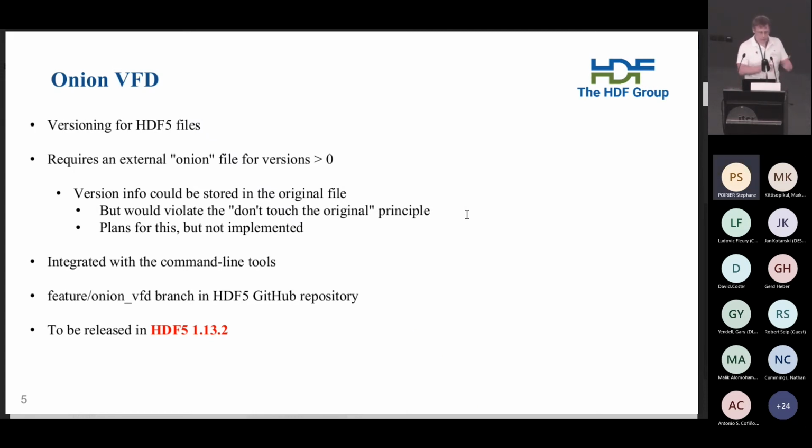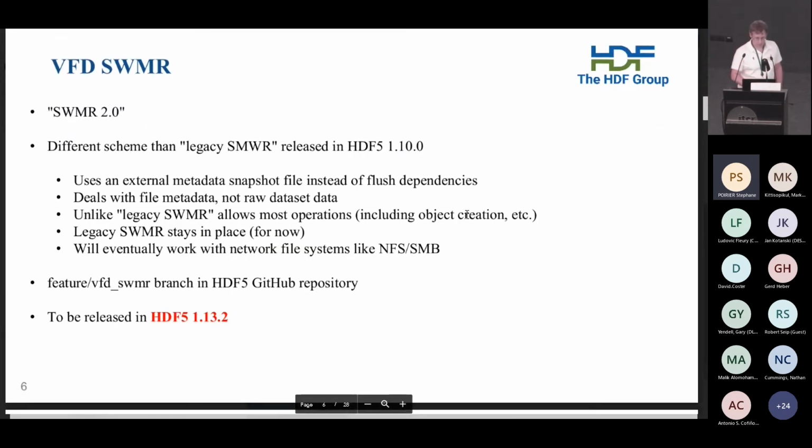And by versioning, we mean between opening a file and closing it. That's a version. And so this is integrated with the command line tools. You can ask h5dump to give you a specific version of the file, and so on. This is in the feature Onion VFD branch in the GitHub repository, and this will be released in HDF5 1.13.2. And we're going to have a demonstration of this by one of our developers in a little bit.